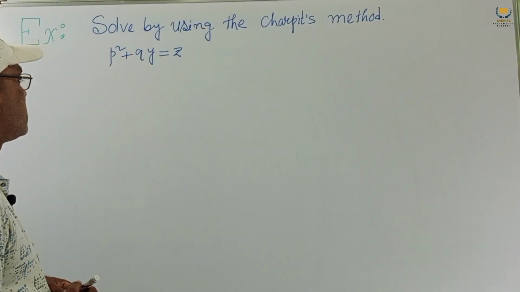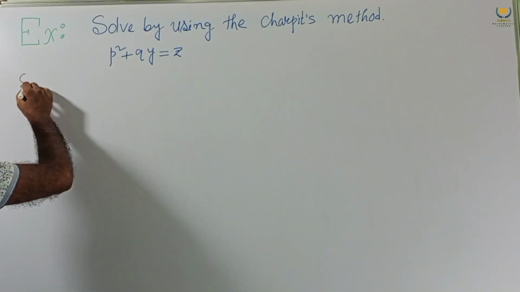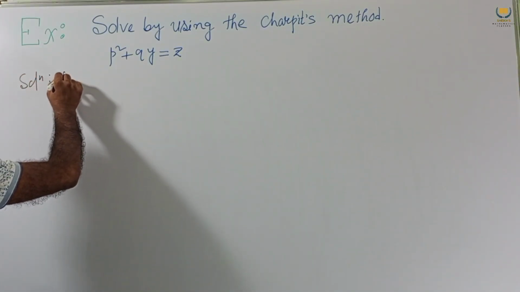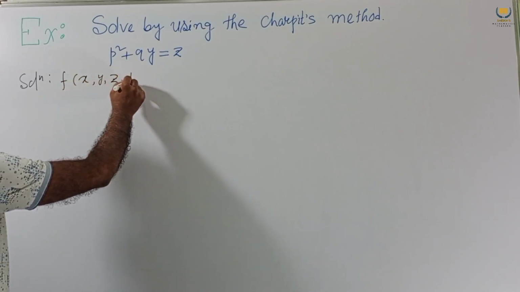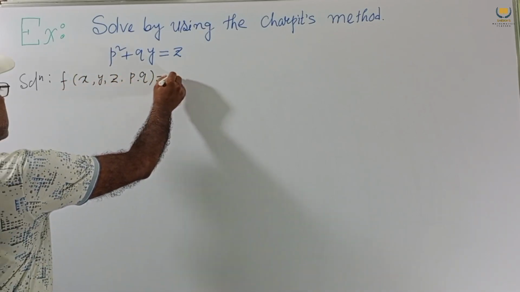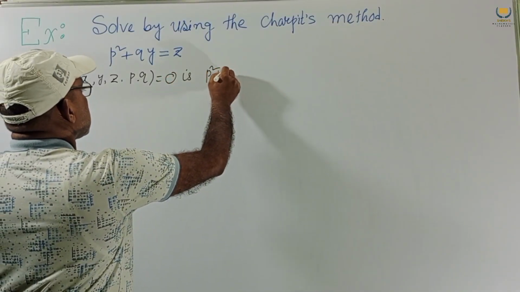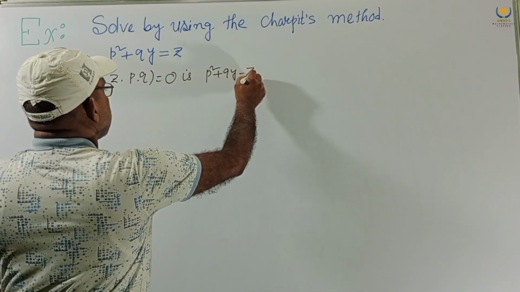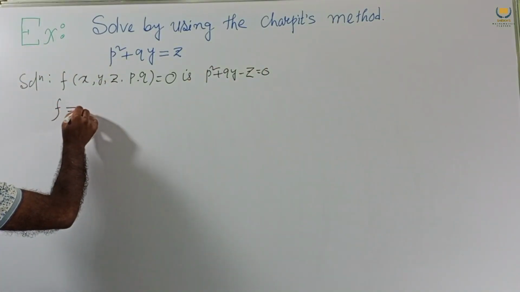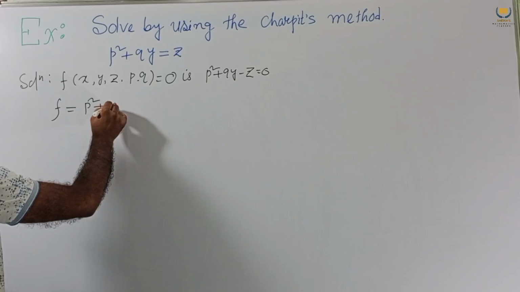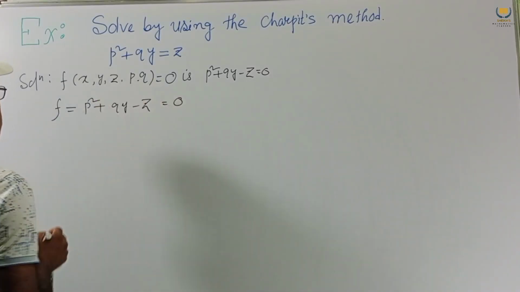p²+qy equal to z. This one is given. Now solution: f(x, y, z, p, q) equal to 0 is p²+qy minus z equal to 0. That is, f equal to p²+qy minus z equal to 0.